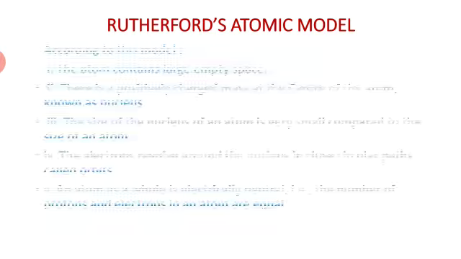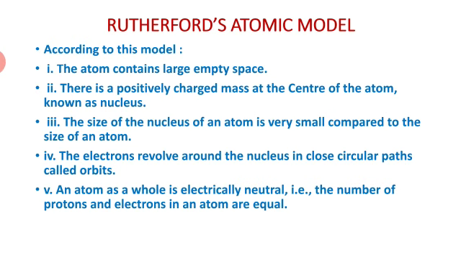From this, Rutherford generalized these results of the alpha particle scattering experiment and suggested a model for the atom, known as the Rutherford atomic model. According to this model, the first point, the atom contains large empty space. Apart from the nucleus and the outermost electrons, the space in between is the empty space he identified.